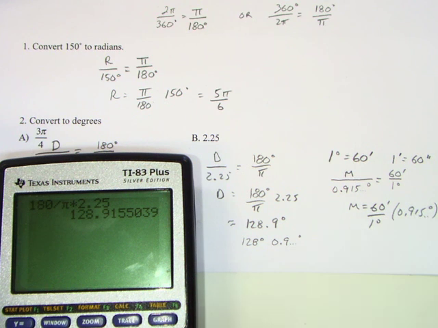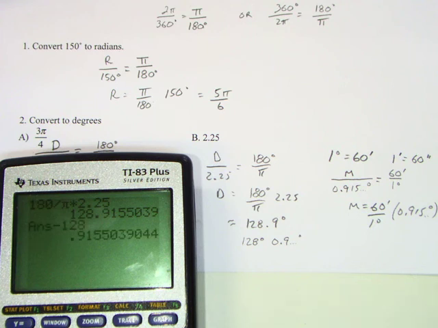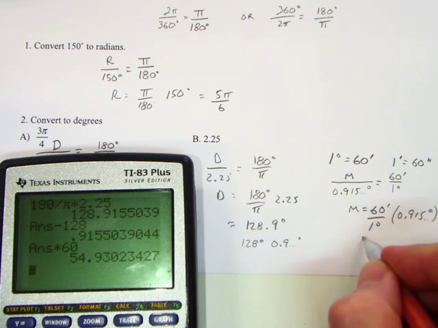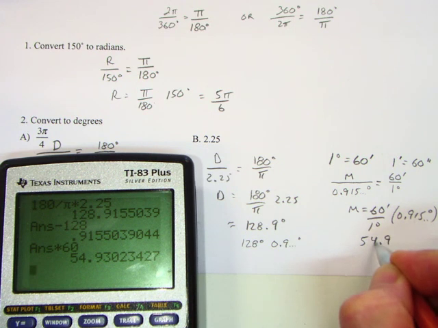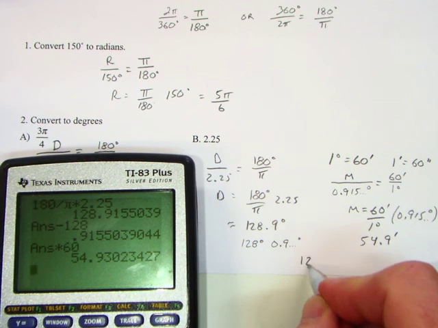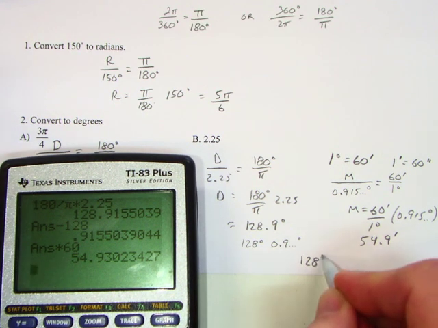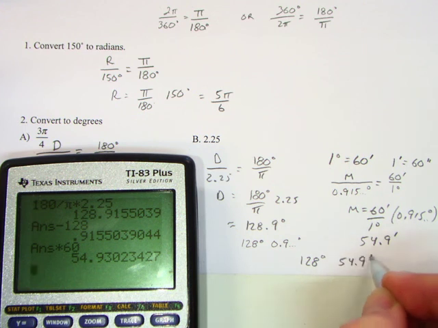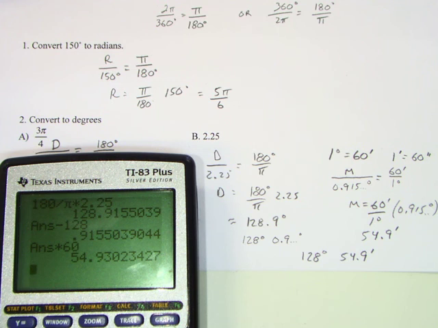So I can take this now. How am I going to use my calculator? Because I have to use all of it. I don't want to use 0.91 or 0.9 or 0.915. I want to use the whole thing. On my calculator, hit subtract. So it says answer minus 128. Now I have my decimal part, and I can multiply that by 60. And that gives me 54.9 minutes. So my answer for this problem would be 128 degrees, 54.9 minutes. And we could continue that for seconds. That's the main part to do there.